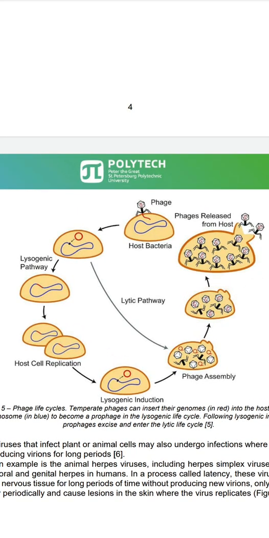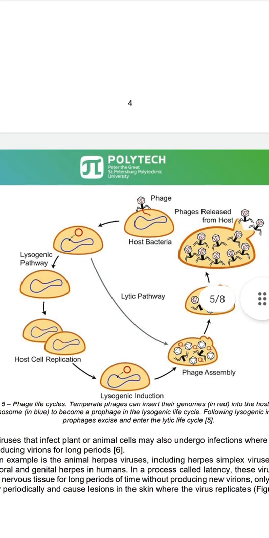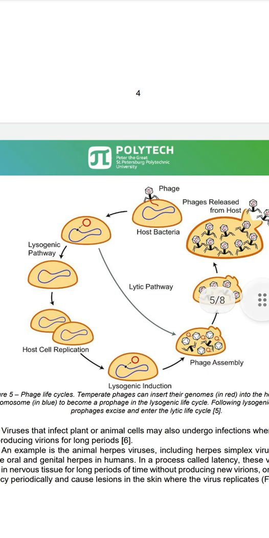We have two pathways here. Lytic pathway, phage assembly, and it comes to the phage release pathway, or the lytic pathway, or the lysogenic pathway. It comes here, host cell replication, and lysogenic induction. And then phage assembly.